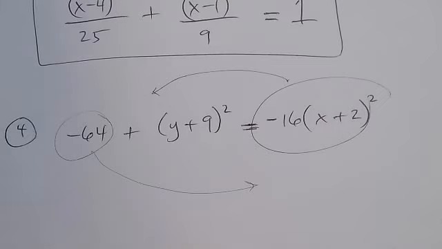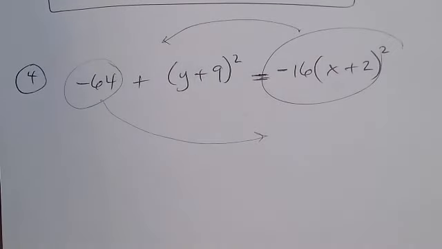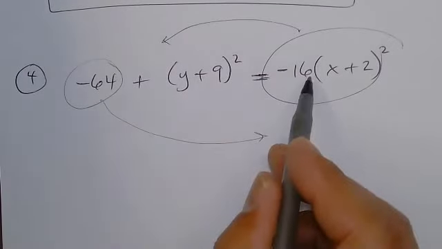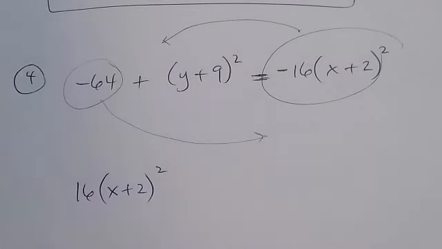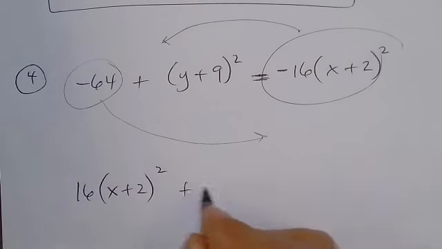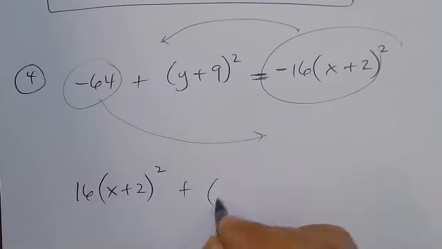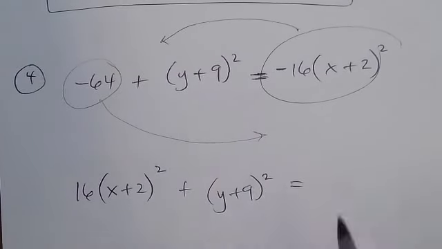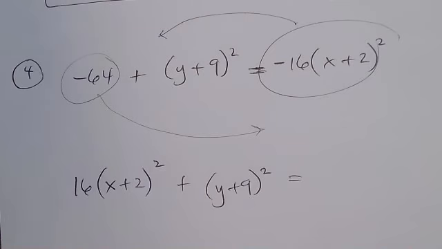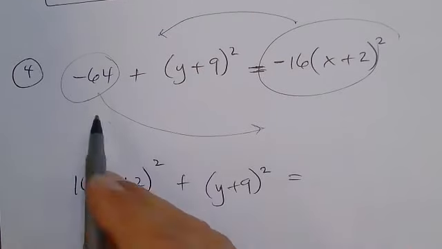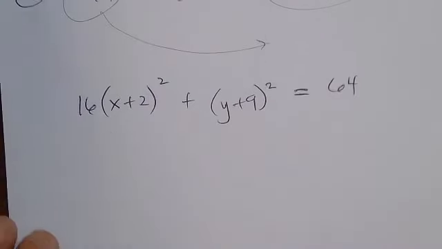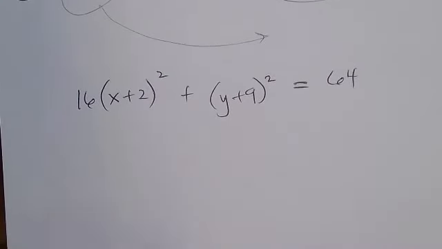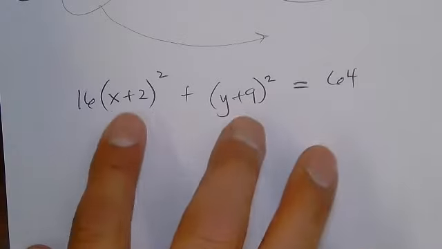Yeah, we're going to move this one to that side. It'll make it positive. And then we're going to move the number to the other side of the equation, right? So if I move the negative 16 to this side, that'll be positive 16, right? Because remember, when you move something from one side to the other side, it changes sign. Plus, and then this one's still here. And then this negative 64, I'm going to move to that side. It's going to be positive 64? Yeah.